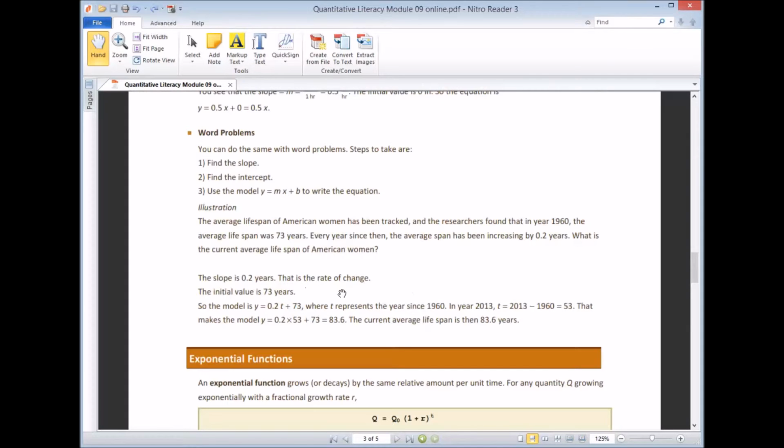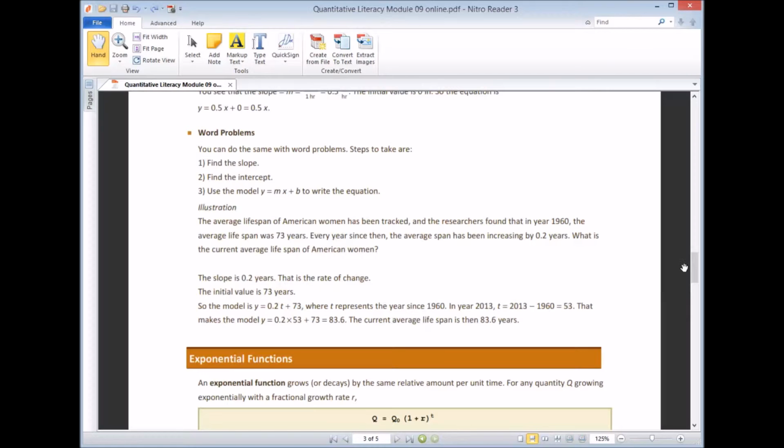So 0.2 times 53 plus 73 equals 83.6. So the final answer is the current average lifespan will be 83.6 years. So not too bad. Just basically find the slope, the initial value, or the intercept, plug it in, then you're done.